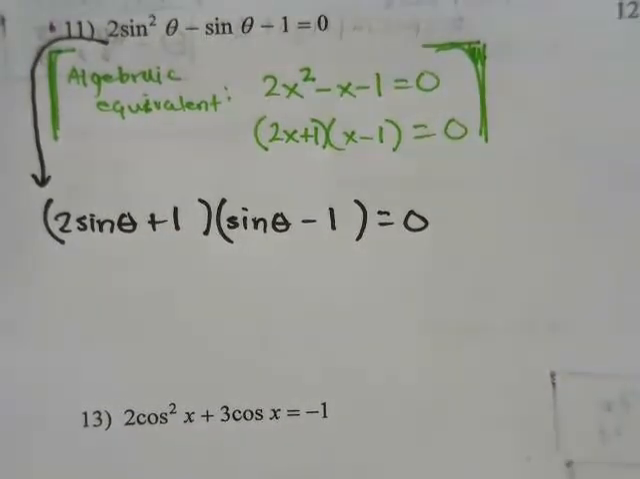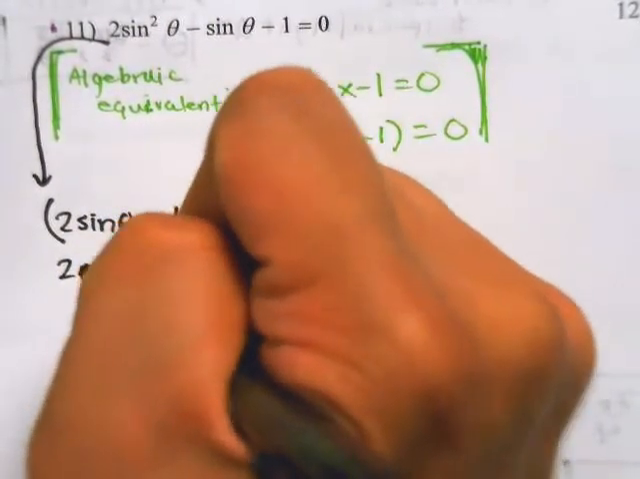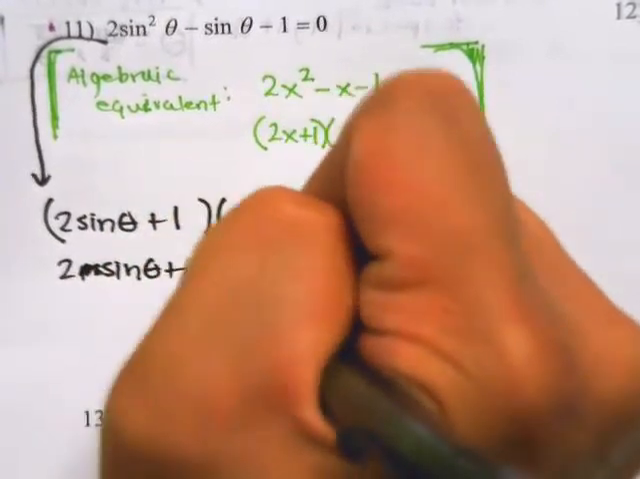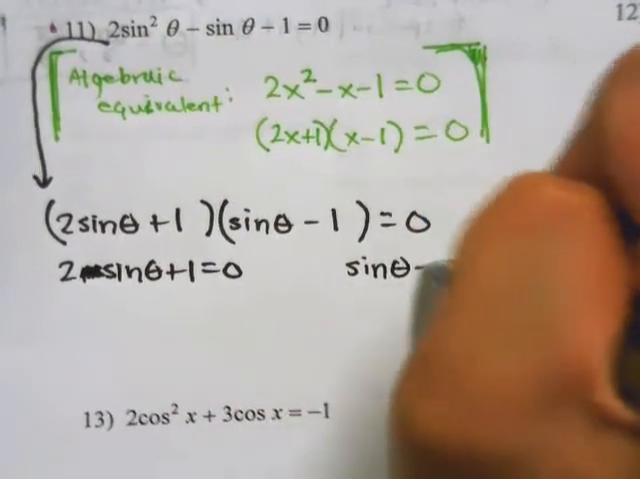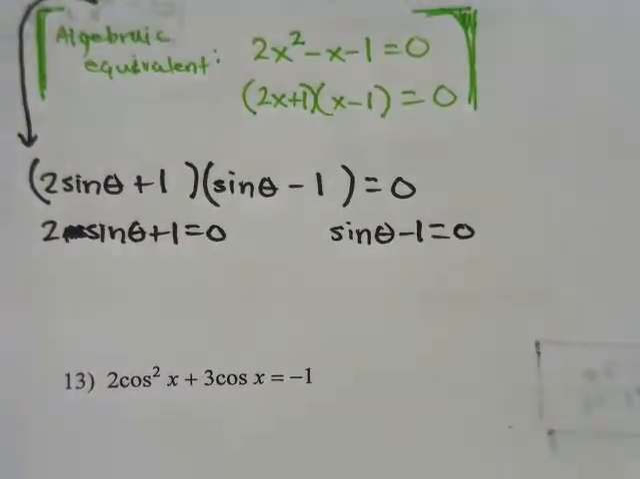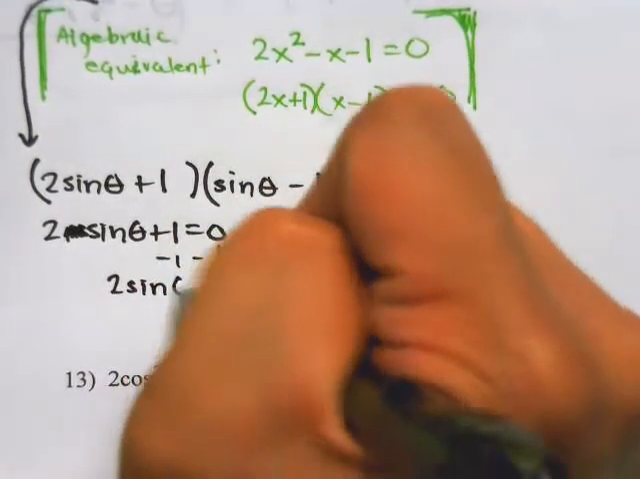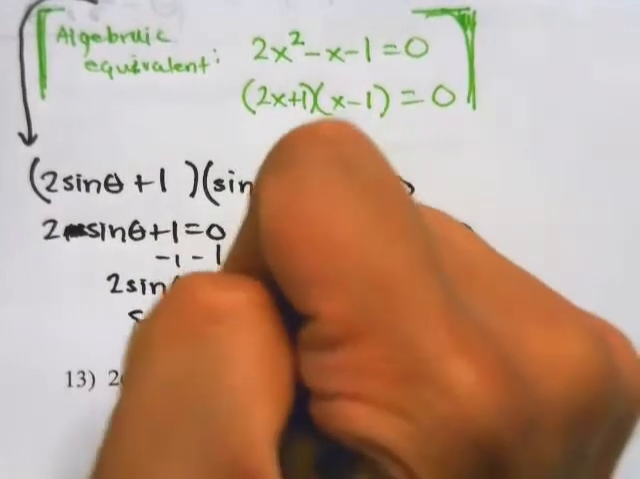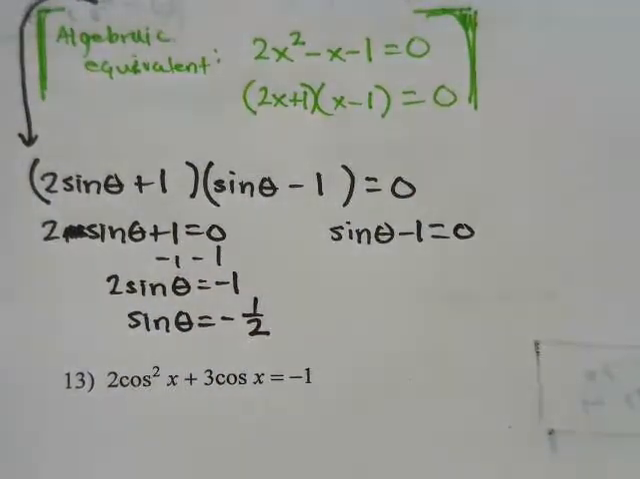From here, we are going to do the zero product property. 2 sine of theta plus 1 equals 0, and then sine of theta minus 1 is equal to 0. And so we're going to have to solve these two one by one. Minus 1, minus 1. 2 sine of theta is equal to -1. So sine of theta is equal to -1/2.